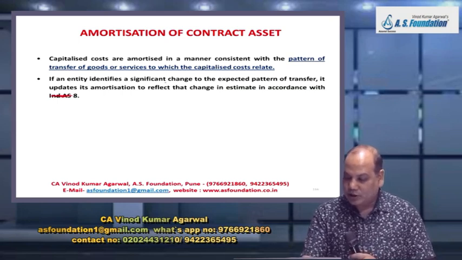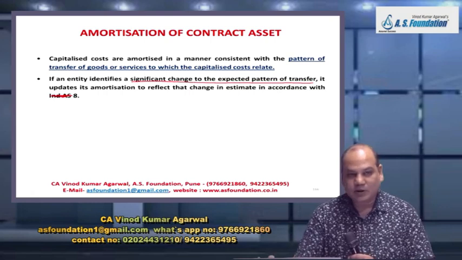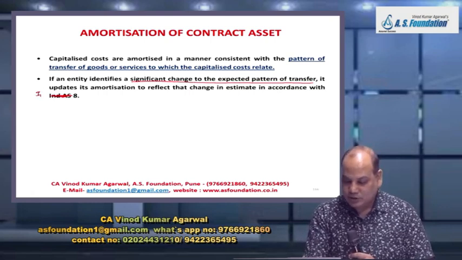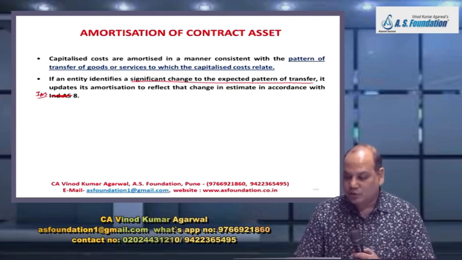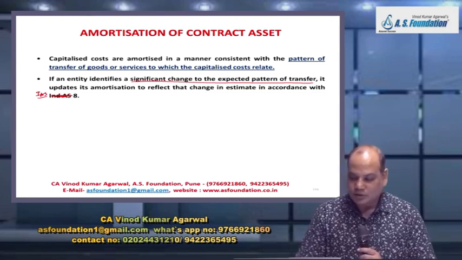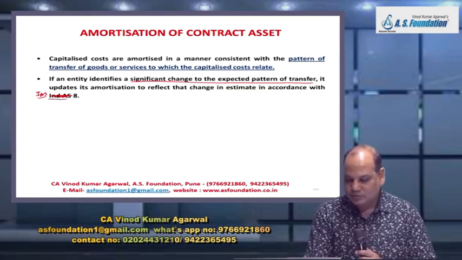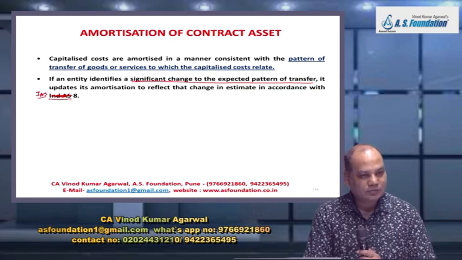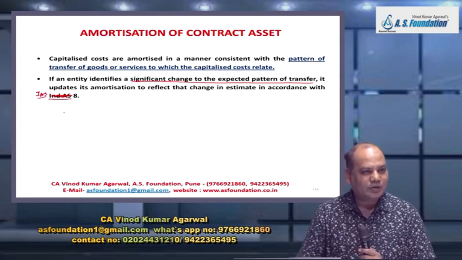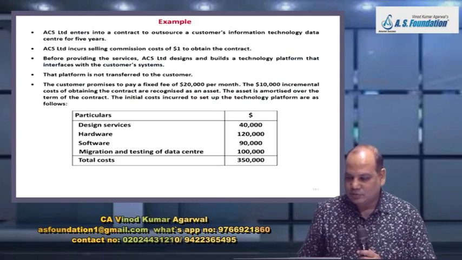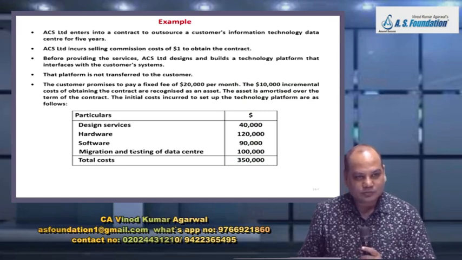If an entity identifies a significant change in the expected pattern of transfer, that is also possible, then it updates its amortization to reflect the change in estimate in accordance with IAS 8. What is IAS 8? Accounting estimate, change in accounting policy, prior period errors. Okay. Because this is such a business where the estimates are likely to change.